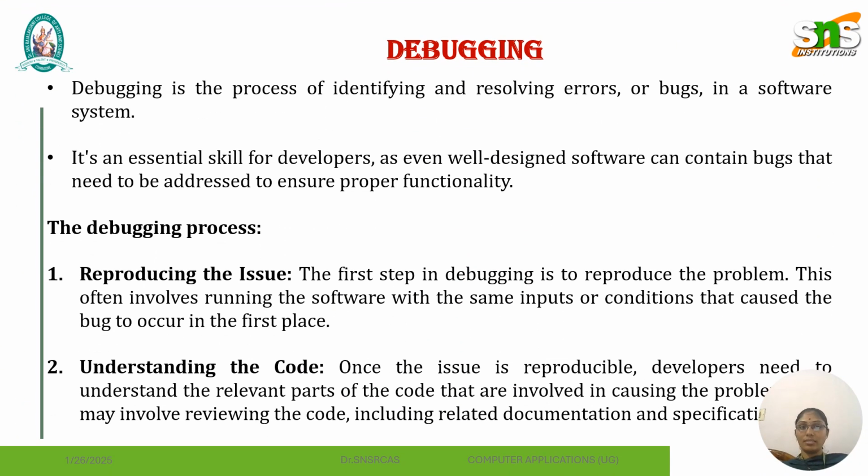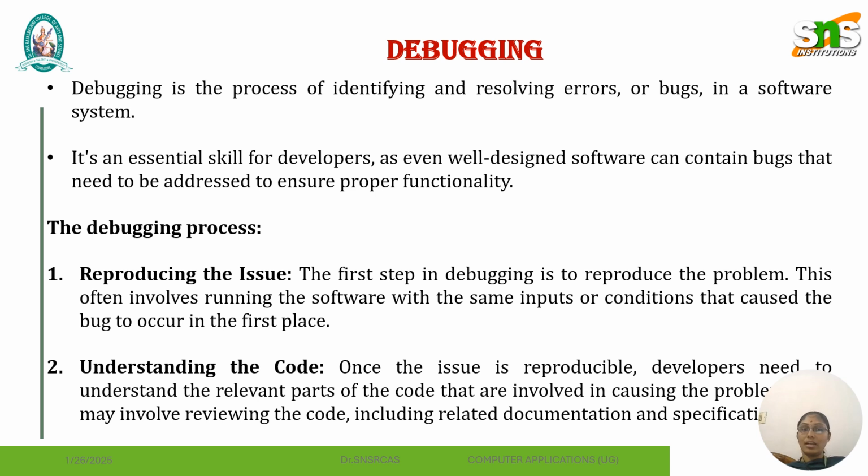The next one is debugging. Debugging is the process of identifying and resolving errors or bugs in software systems. After all the testing strategies are completed, if any errors or defects are identified, the debugging process is used to resolve those errors or bugs in the software systems. The debugging process has various steps.